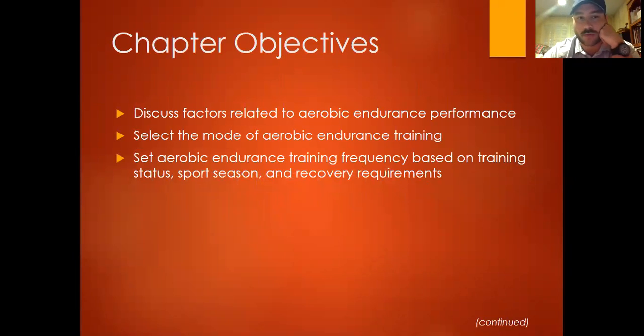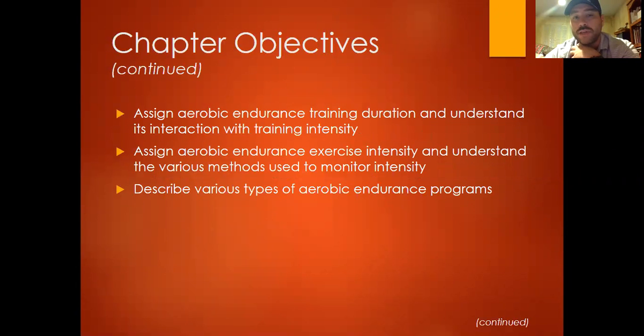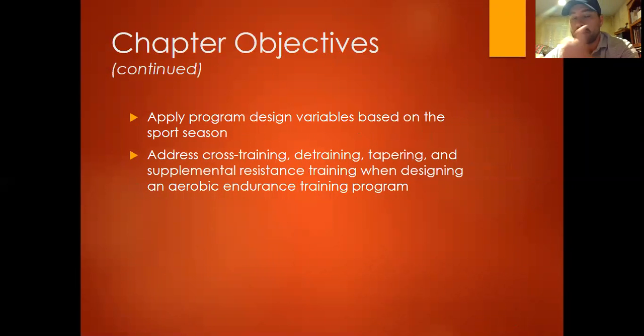So we're going to discuss the factors that are related to aerobic endurance performance, select the mode, and set aerobic endurance training frequency based on training status, the sport season, and recovery requirements. Assign aerobic endurance training duration and intensity. Assign aerobic endurance exercise intensity, various methods to monitor that intensity, and describe the various types of aerobic programs that you could do. Apply the program design variables and address cross-training, detraining, tapering, supplemental resistance training when designing an aerobic program.